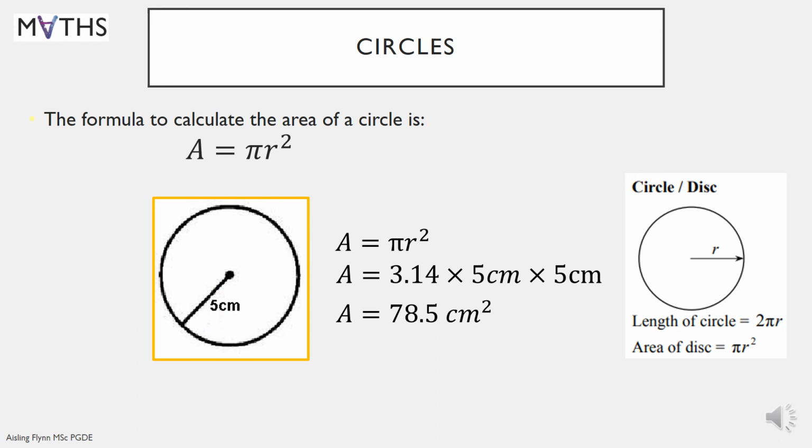Okay, and again, in the formula books, you'll find a circle or a disc. There's the formula we had yesterday for circumference or perimeter. And here's the formula for the area of a disc. Make sure you choose the correct one, pi r squared.